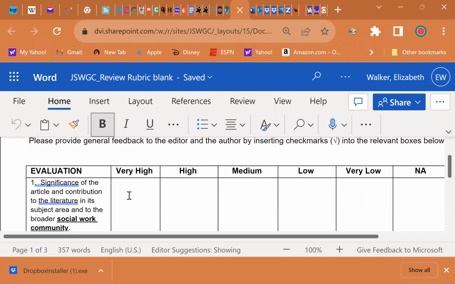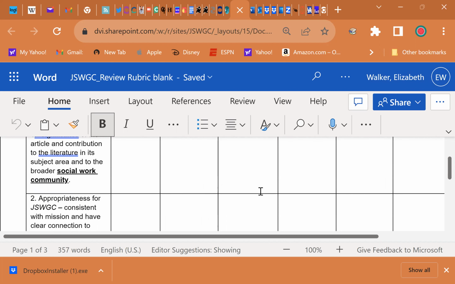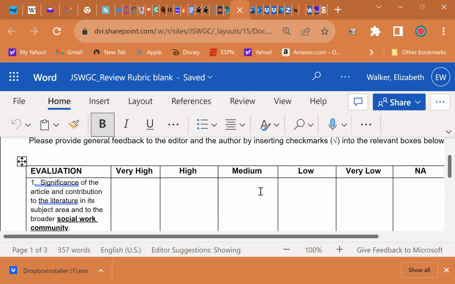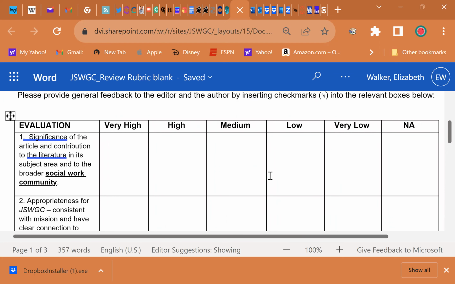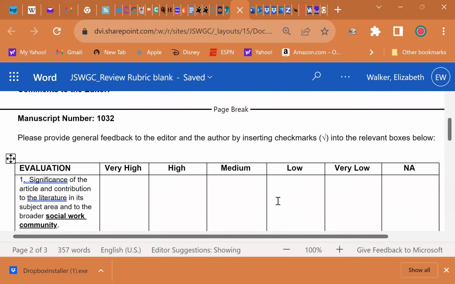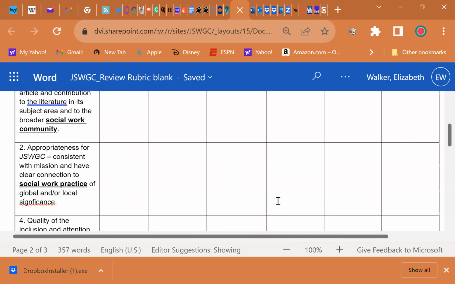Can I also share that this comment here, where you do very high, medium, the authors do not see that. And at the end of this page, there's information for us to give to the authors. We really ask that you be specific, because I've had several times authors come back to me and say, I don't understand the comments. What am I supposed to be changing? So they don't see this rubric, but they'll see the information at the bottom of this page that you're giving them.